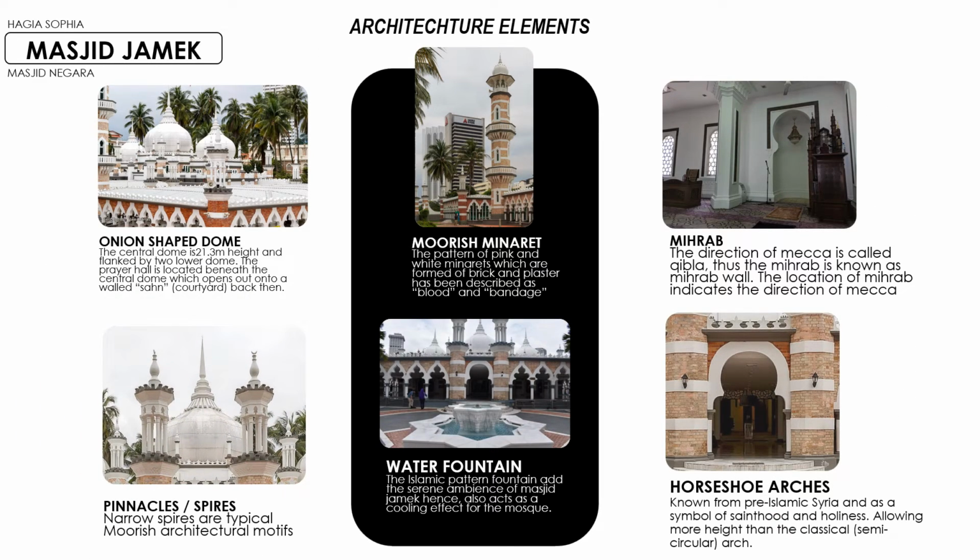The architecture elements consist of onion-shaped domes, Moorish minarets, pinnacles, narrow spires, the Islamic pattern fountain, and the horseshoe arches.